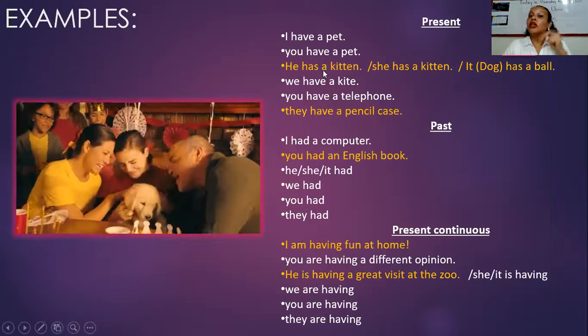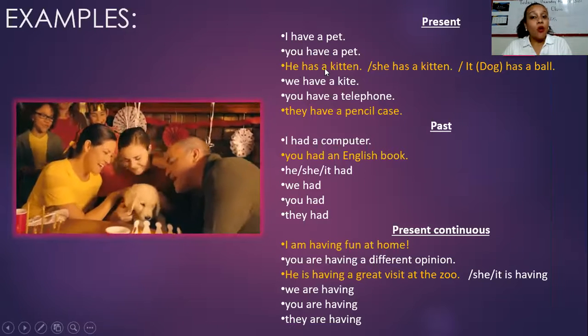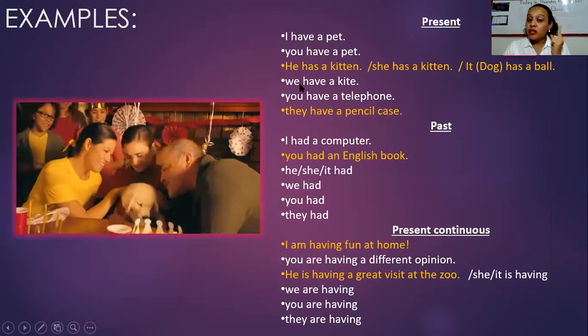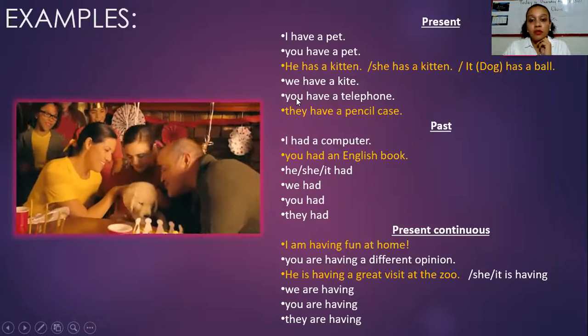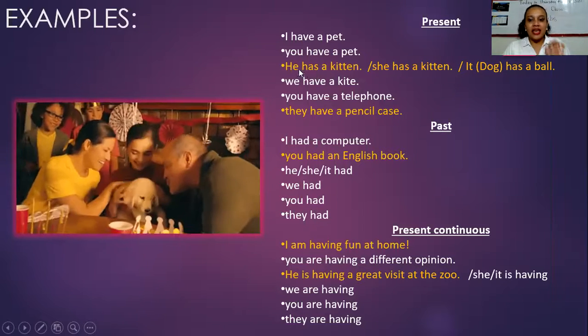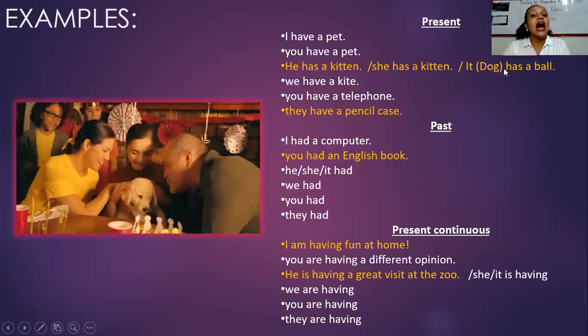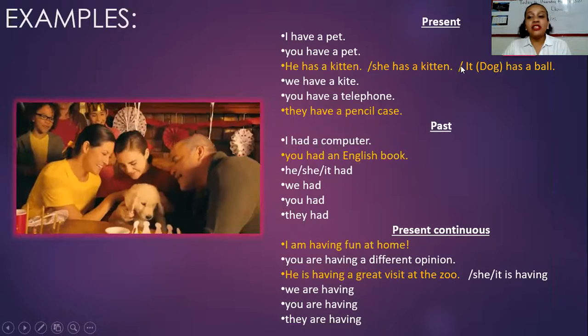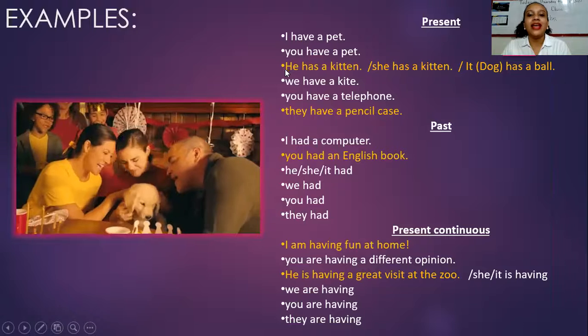Okay, so now you already learned how to use have or has. Remember, we use have with the first person in singular, the second person in singular, the first person in plural, and the second person in plural. But what happens with the third person in singular? The third person in singular is he, she, and it. And with the third person, we use has. He has, she has, it has. We never say he have, she have, or it have. Always with the third person, we say has.